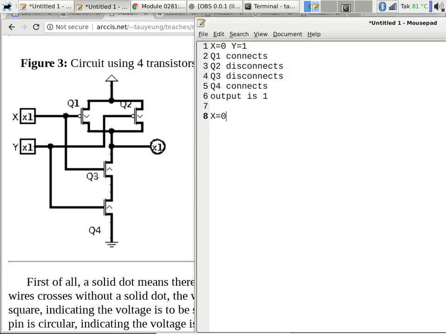The next one is, let's make both of them 0 and see what happens. Okay? So if both of them are 0, what happens to Q1? Connects. Because Q1 is a P transistor, when the gate of a P transistor is at 0 volt, the device turns on. Okay? Same thing with Q2. Q2 connects to Y. Y is also 0 in this case. And then Q3 and Q4 both disconnect.